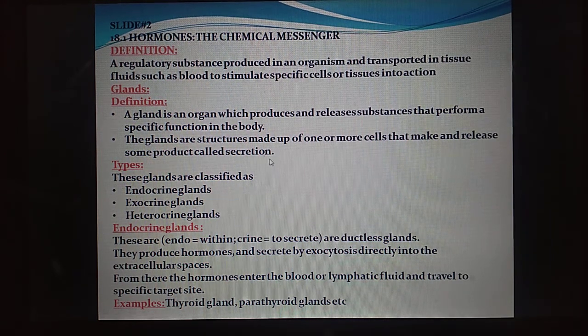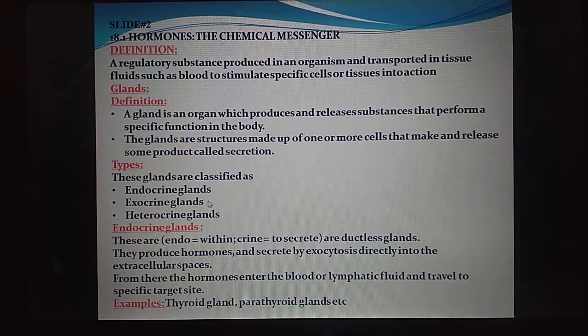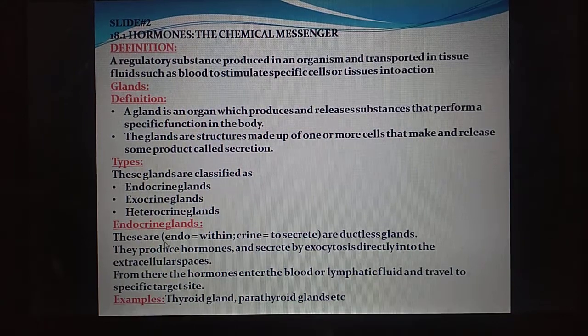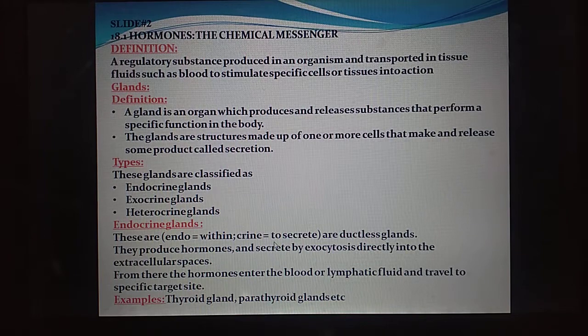Now we would be moving towards the classification on the basis of the secretion which it produces, and besides this, the medium in which it is poured. We can classify the glands into three main types: endocrine glands, exocrine glands, and heterocrine glands. Though the major ones are endocrine and exocrine glands basically. But first we have to move towards the endocrine glands. Endocrine glands: endo means within, crine means to secrete.